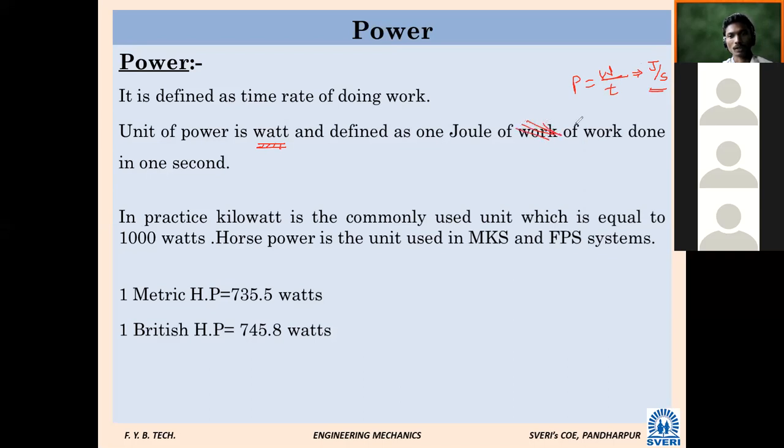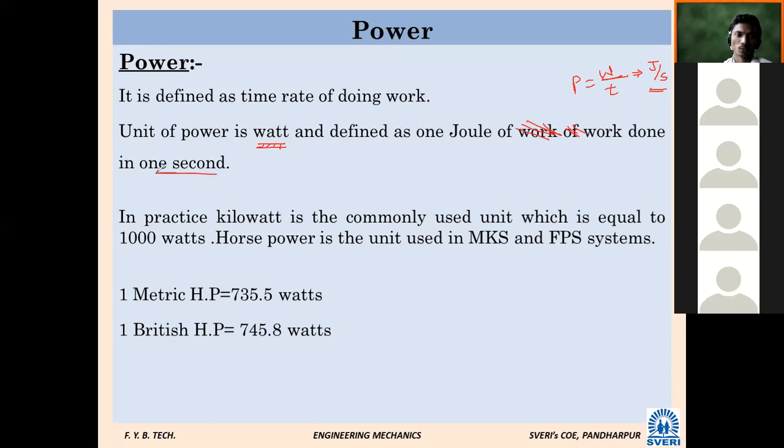1 joule of work done in 1 second. 1 second, 1 joule. Whatever work will be, whatever power will be there, it will be called 1 watt. In practice, kilowatt is commonly used. So it is again basic. Kilowatt is a commonly used unit which is equal to 1000 watts.